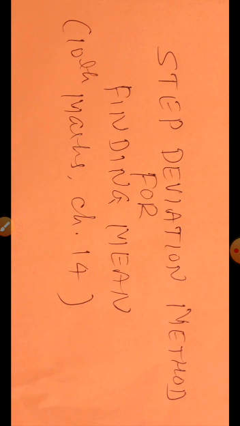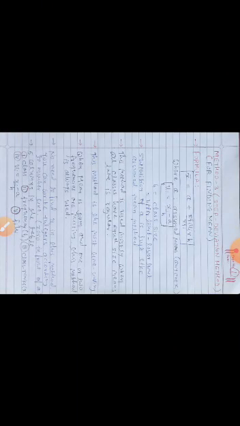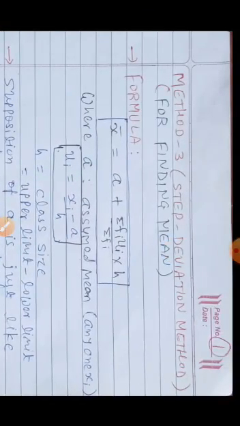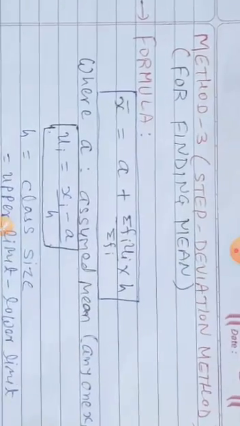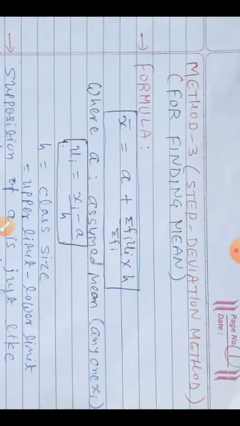Today, the third method of finding mean: the step deviation method. Okay, now the formula. x bar is equal to a plus sigma fi ui upon sigma fi, multiplied by h. Now a is repeating, that is the assumed mean, just like in the assumed mean method.